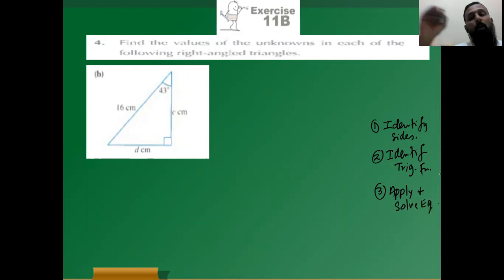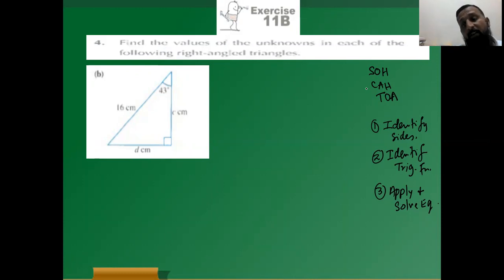Now, look at this. What are the three trigonometrical functions? Again, you know that it's SOH, CAH, and TOA. Now we can see in this triangle there are two unknowns. One is side C, one is side D. So we need to find out two unknowns, so we need to apply two trigonometrical functions. They may be sine or cos, or tan, or sine or tan. No, we need to think and then apply these.